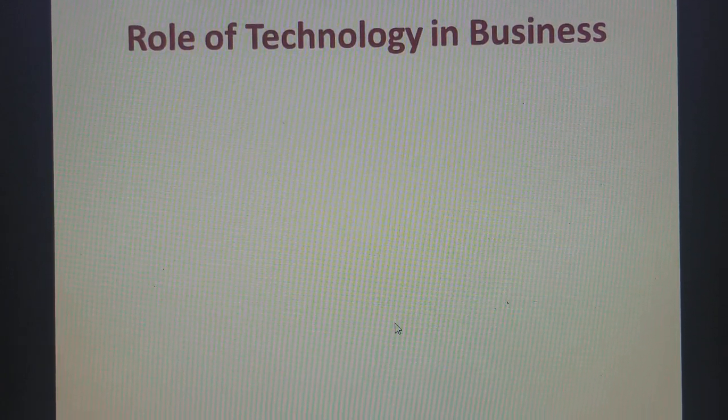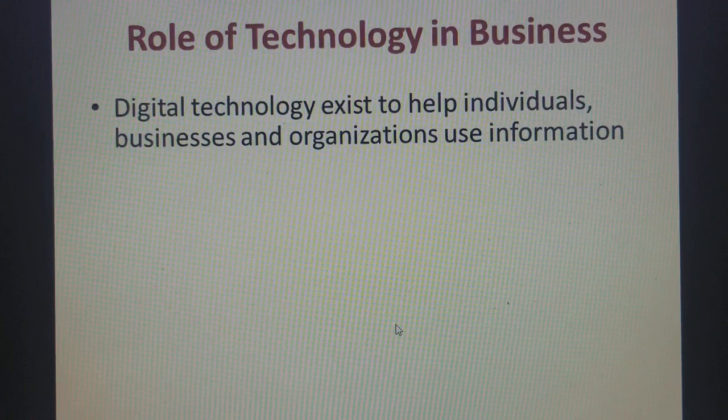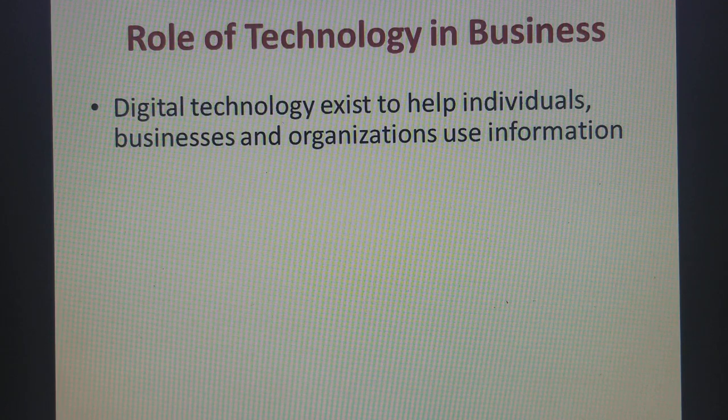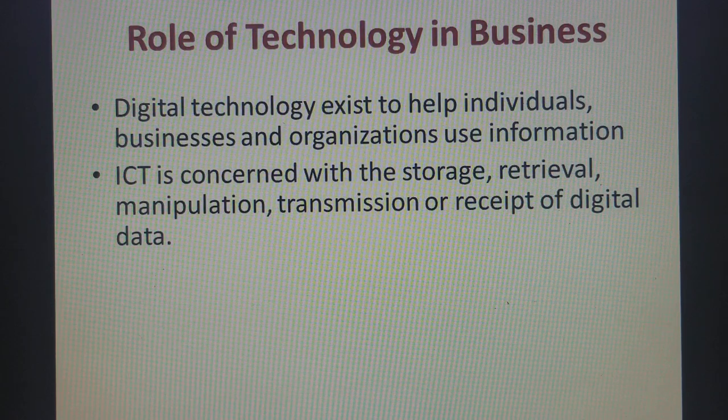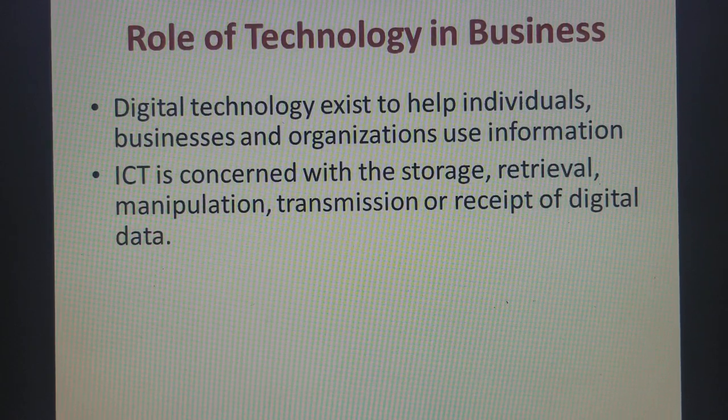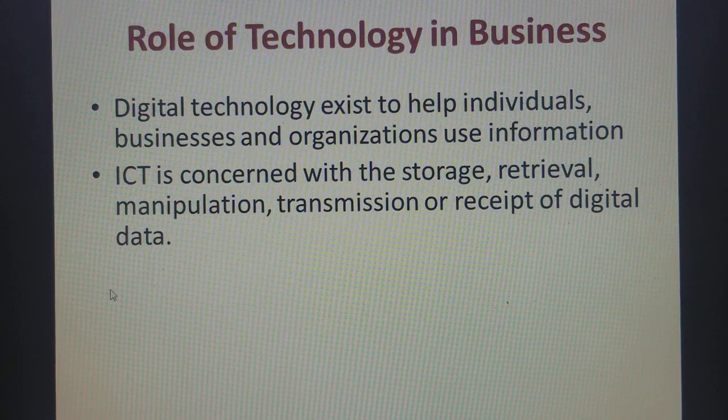The role of technology in business. Now, digital technology exists to help individuals, businesses, and organizations to use information. Now, ICT is concerned with what? The storage, retrieval, manipulation, transmission, or receipt of digital data. So we talk about information communication technology. Yes, it is concerning the processes of storage of data, retrieval of data, the ability to manipulate the data that you have, the ability to quickly transmit data or information from one part of the organization or one part of the world to another, and so on.